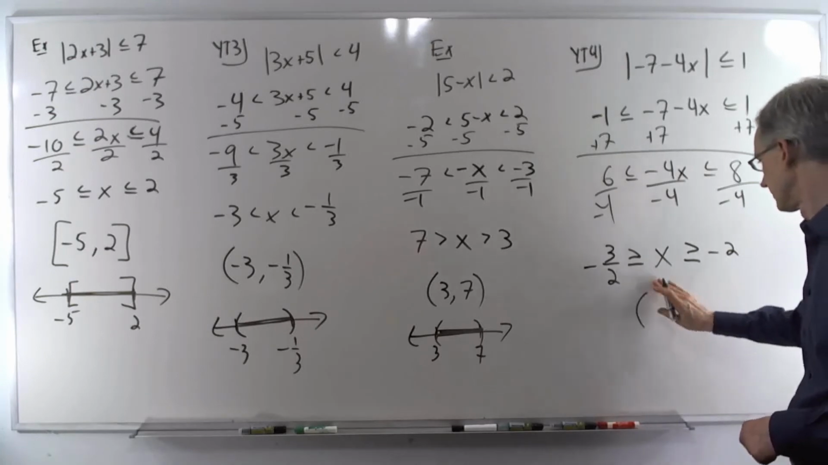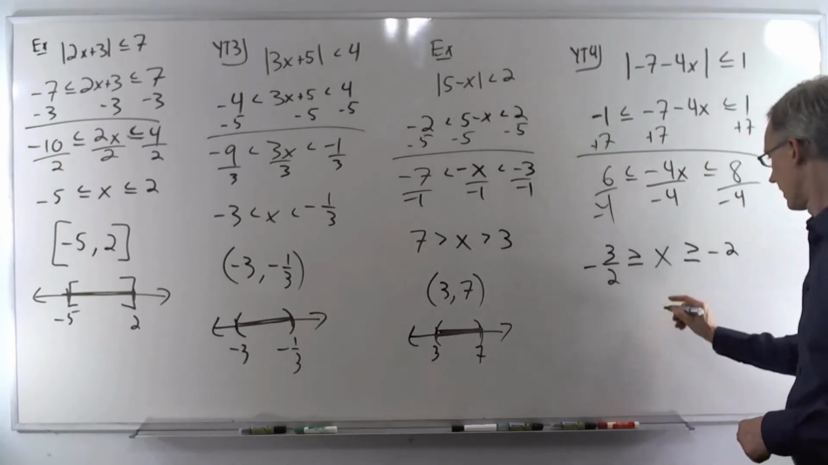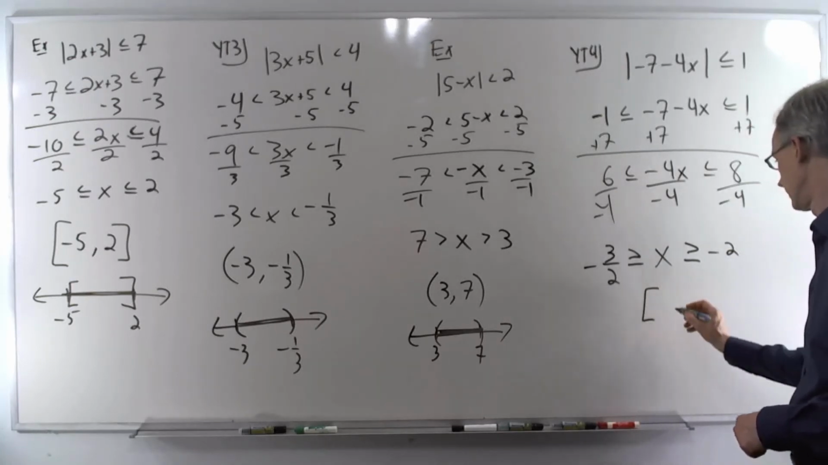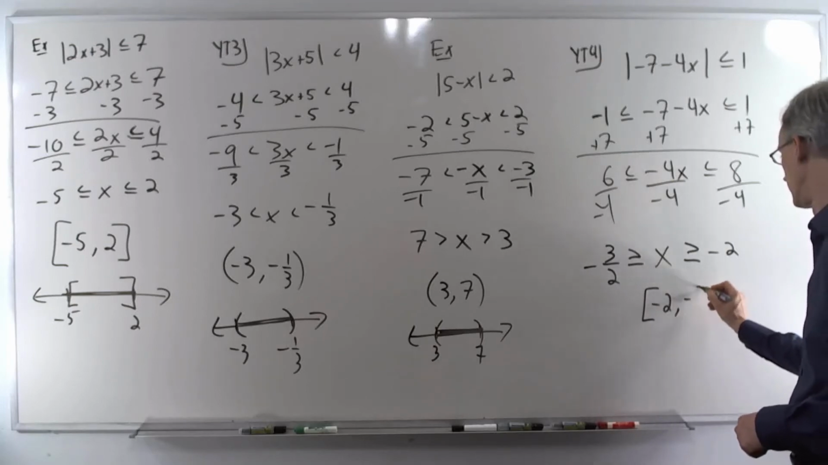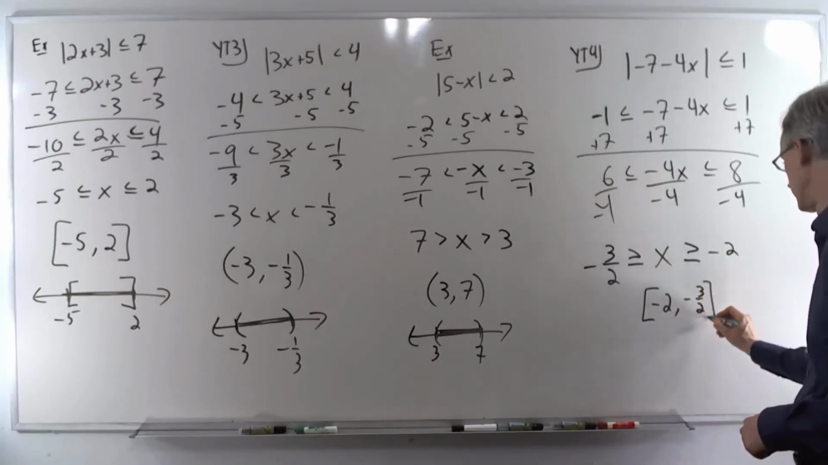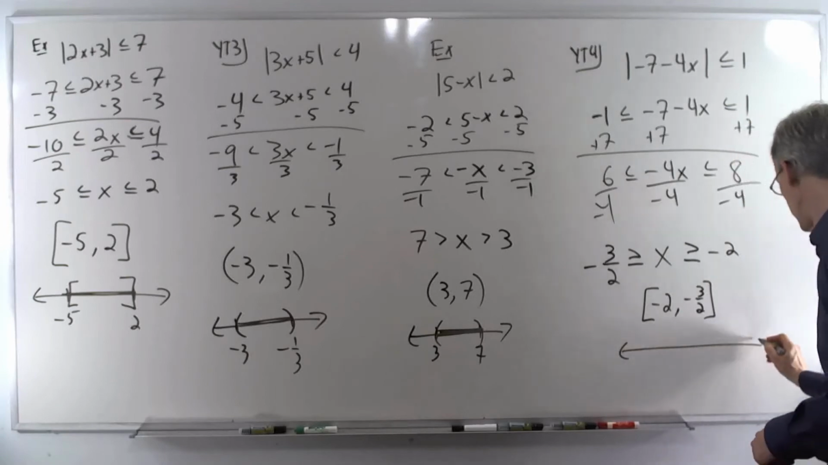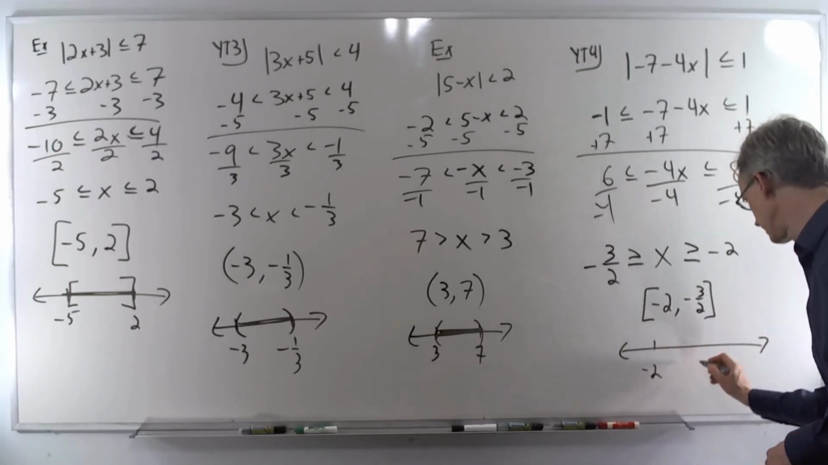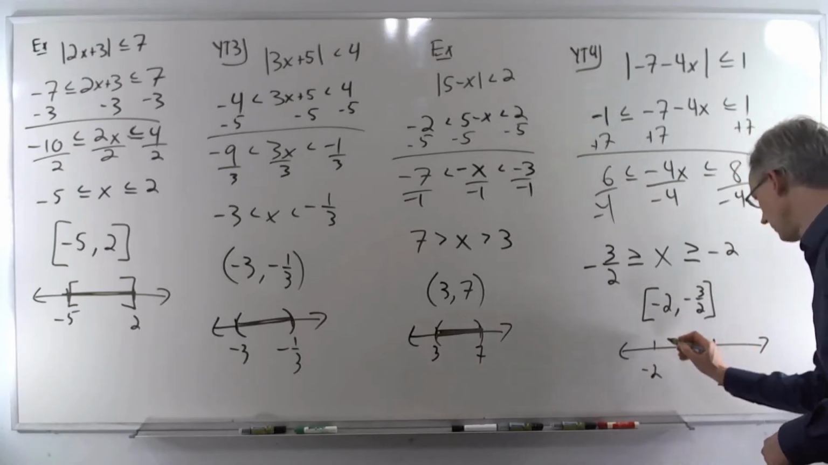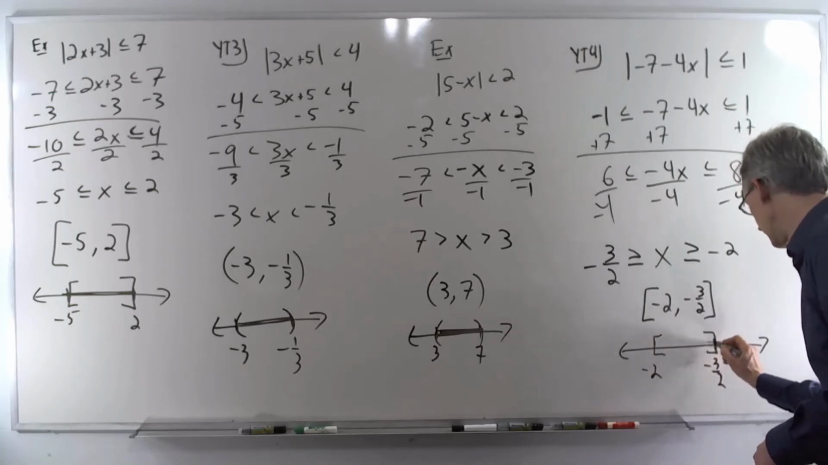So that gives us brackets here, since we have less than or equal to, negative 2 to negative 3 halves. And on the graph, we got negative 2, negative 3 halves, brackets for the symbols, and everything in between.